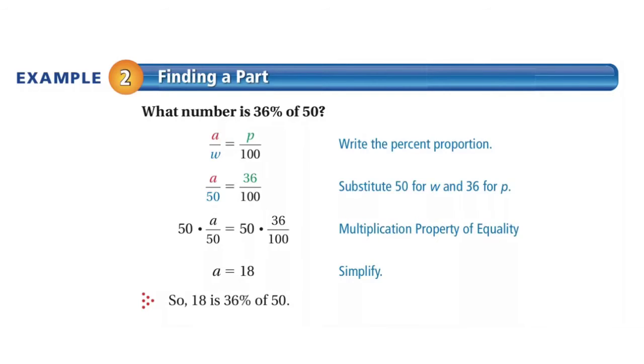Now, one thing I like to do before I do cross products, and they didn't do it in this problem, is simplify either ratio that could be simplified. I would have simplified 36 over 100. In fact, I would have simplified it to 18 over 50. That would make this a really easy problem. A over 50 equals 18 over 50. I wonder what A could be. A is 18, of course, so 18 is the answer.